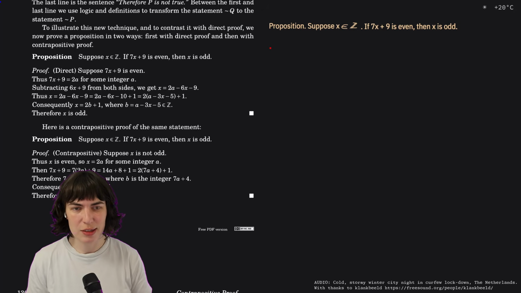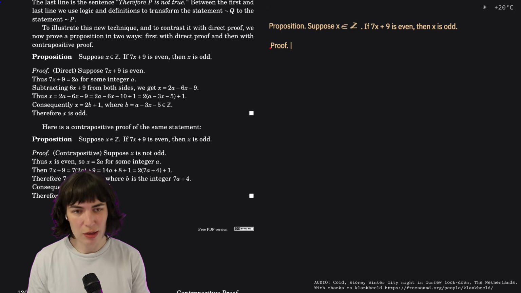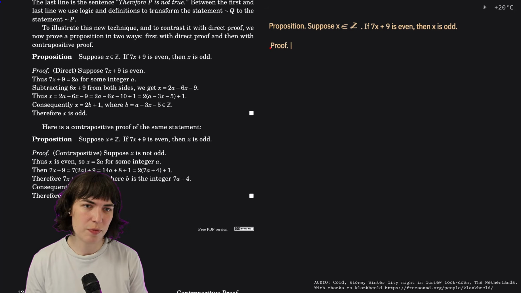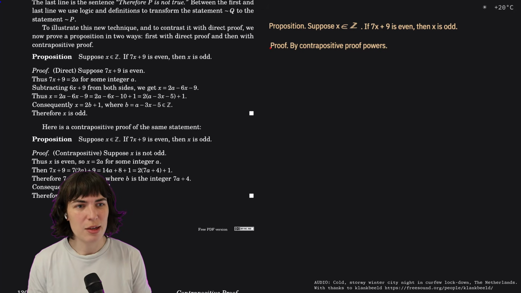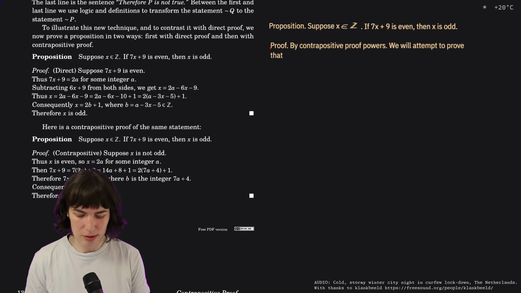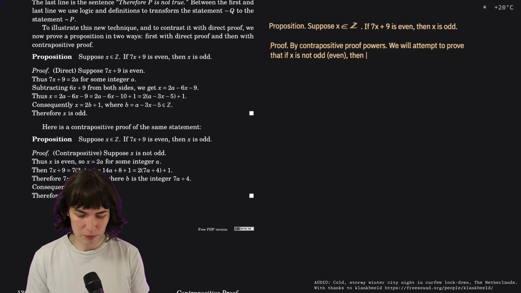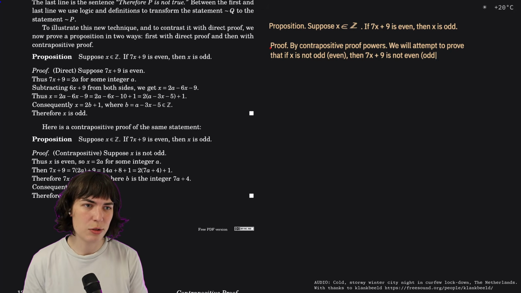So, if we wanted to prove this, and we want to take the contrapositive approach, we need to prove that... So we've got an if and a then, so we're starting with not Q. So let's say I contrapositive proof ours or whatever, then we say we will attempt to prove that, if x is not odd, even, then 7x plus 9 is not even, odd.